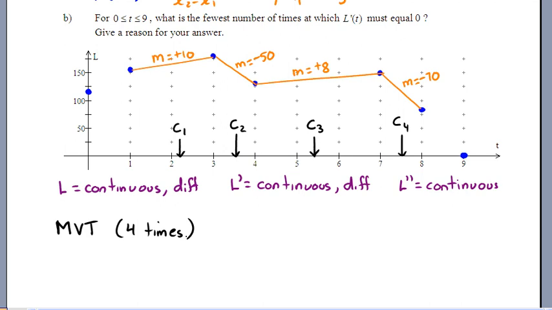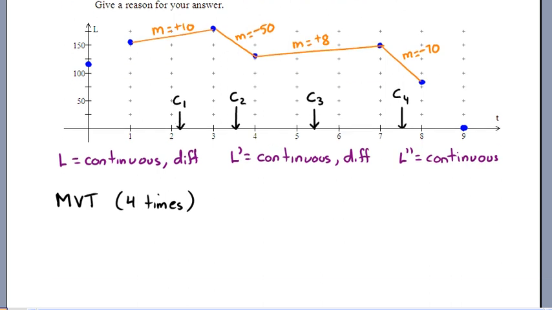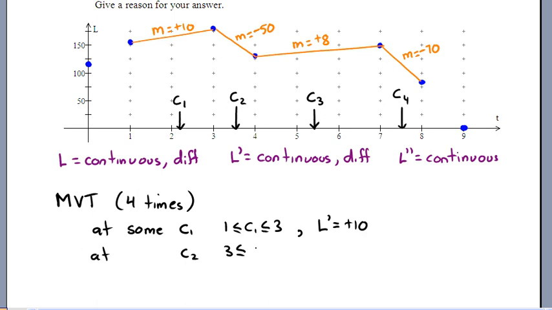I've got a function that's continuous and differentiable, so the mean value theorem is fair game, right? It's time to talk about that. We could say at some C1, and that C1 is stuck in between 1 and 3, right? So 1 is less than or equal to C1, less than or equal to 3. At some spot right there, L prime has to equal positive 10. And continuing on, doing this 4 times, at some C2, stuck in between 3 and 4, I know that the slope of that graph has to be negative 50.